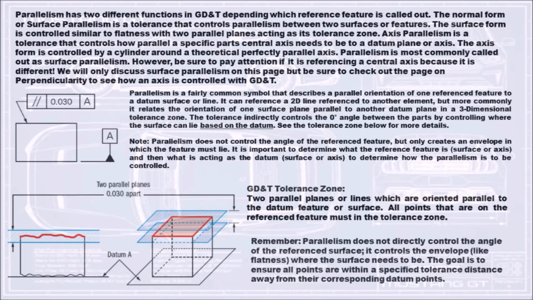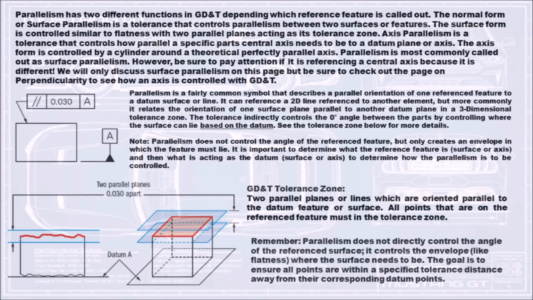Parallelism has two different functions in GD&T depending on which reference feature is called out. The normal form, or surface parallelism, is a tolerance that controls parallelism between two surfaces or features. The surface form is controlled similar to flatness with two parallel planes acting as its tolerance zone. Axis parallelism is a tolerance that controls how parallel a specific part's central axis needs to be to a datum plane or axis. The axis form is controlled by a cylinder around a theoretical perfectly parallel axis.